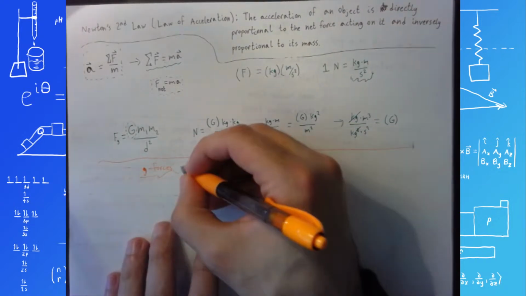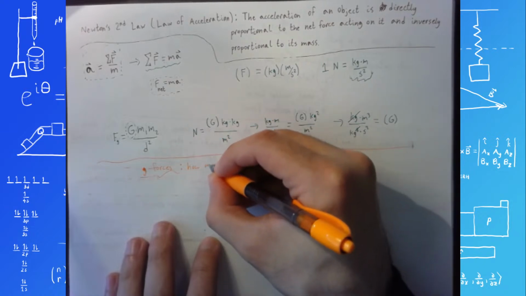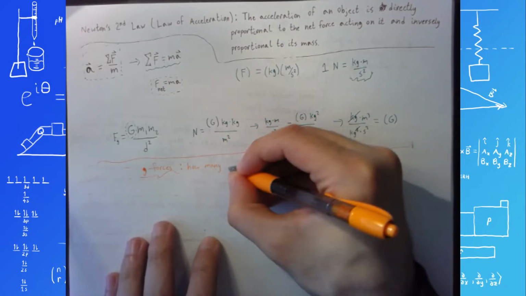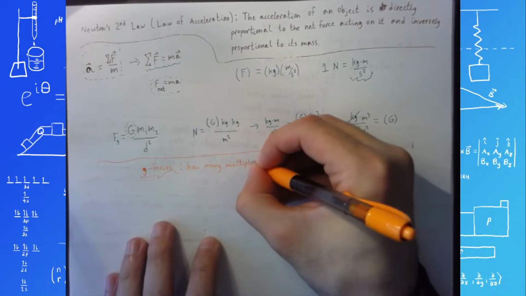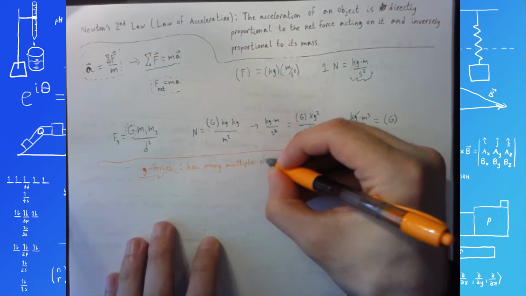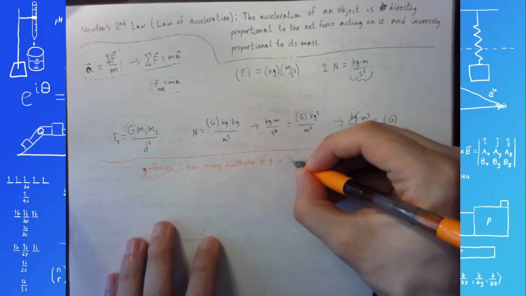Basically, what they're asking is how many multiples of G is the acceleration in question.